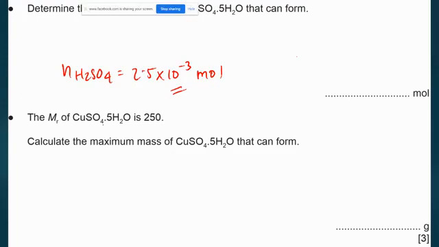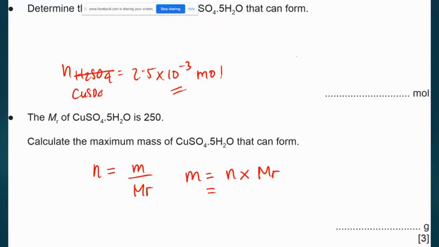The MR of copper 2 sulfate pentahydrate is 250. Calculate the maximum mass of copper 2 sulfate pentahydrate that can form. So we have to find the maximum mass of copper 2 sulfate pentahydrate that can form. We have to use this formula, moles equal to mass divided by MR. To find mass, we have to multiply moles by MR. The number of moles of copper 2 sulfate pentahydrate is already found in the previous part.